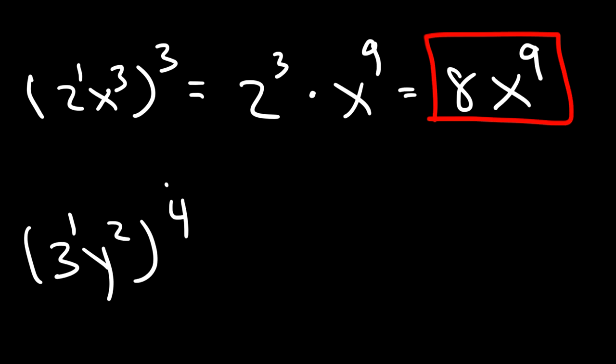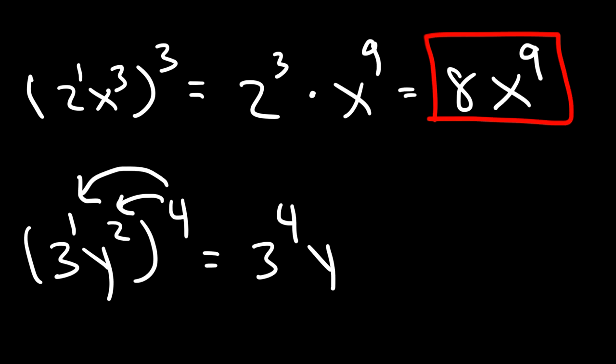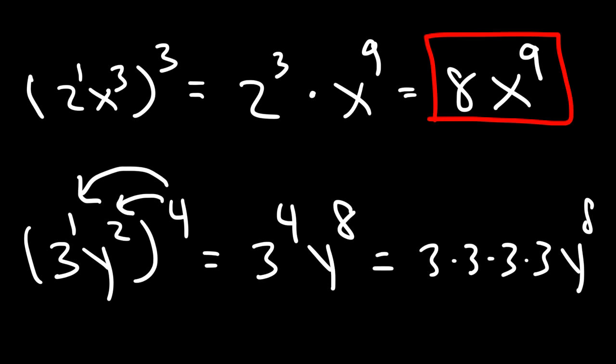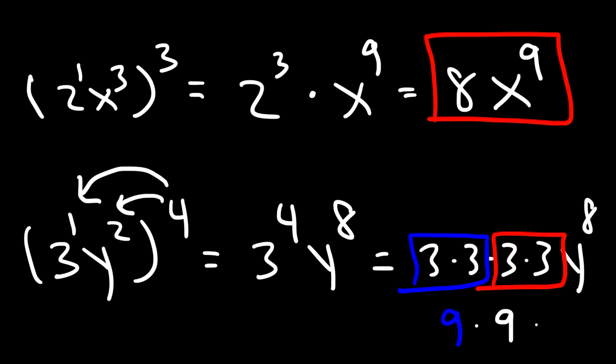So first we need to multiply 4 by 1 and then 4 times 2. So this is going to be 3 to the 4th power and then y to the 8th power. 2 times 4 is 8. Now what is 3 to the 4th power? So what is 3 times 3 times 3 times 3? If you take 2 of the 3's and multiply them together, that will give you 9. And if you multiply the other 2 3's together, that will give you another 9. And 9 times 9 is 81. So the final answer is 81 y to the 8th power.